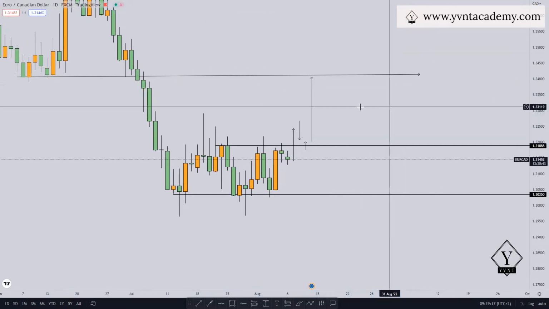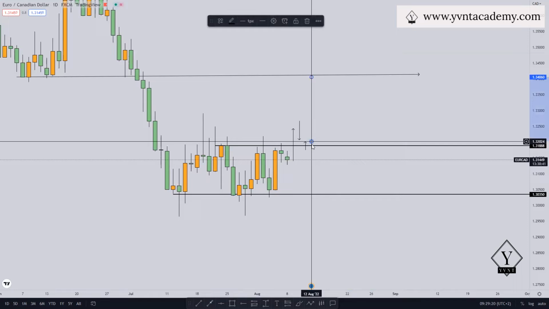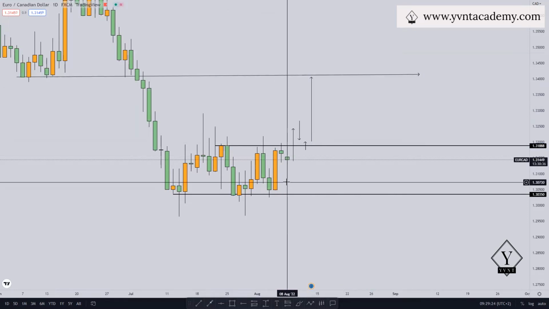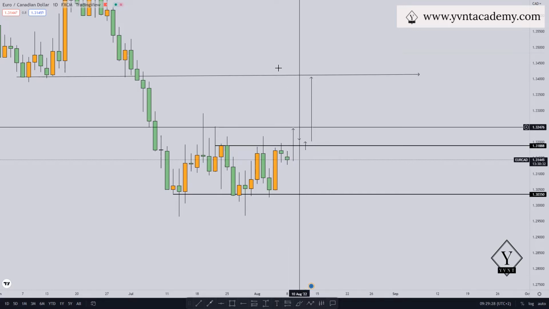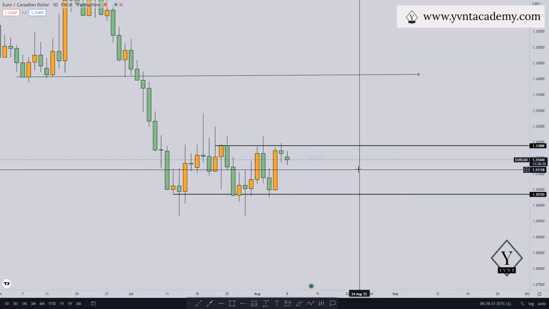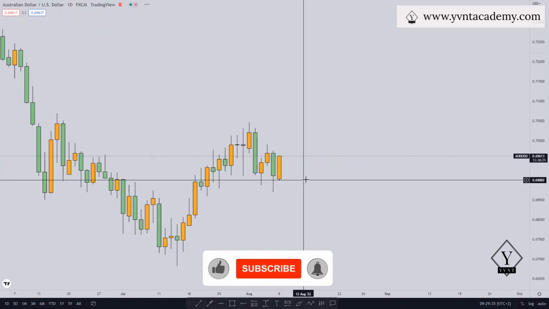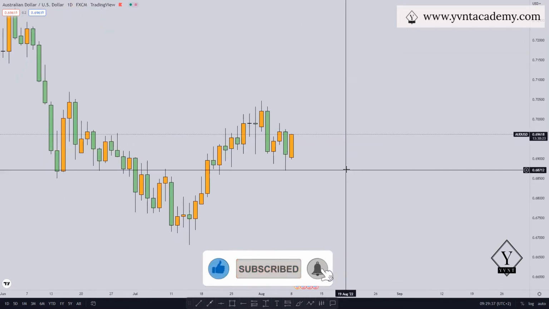So this is going to be it for EURCAD. You can look for sells, but if price happens to break the upside, wait for the opportunity to take buys before you take buys. So that's going to be it for EURCAD, and let's go to the next one. AUDUSD. This is my favorite.